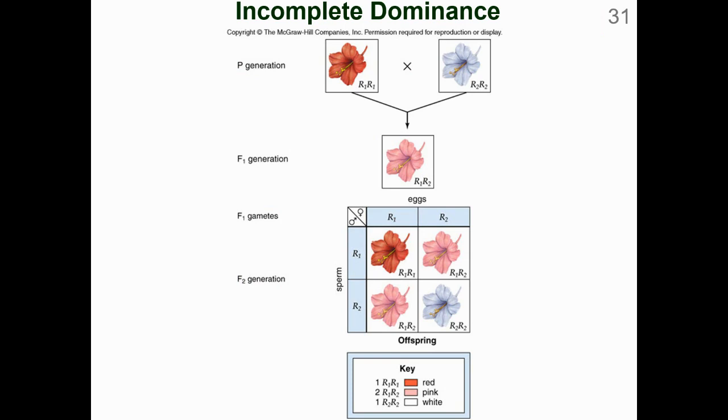Here's a red and white flower giving us pink. Rather than having that 3-to-1 ratio after we do a pure cross and then get the heterozygote and cross the heterozygote, crossing the heterozygote gives us a 1-to-2-to-1 ratio because the heterozygote doesn't look like the homozygote dominant in this. So we have a distinct heterozygote phenotype.